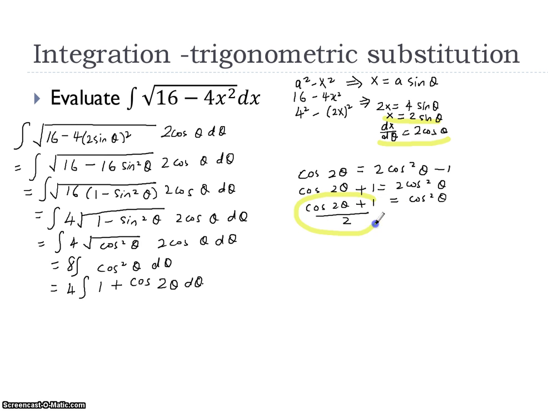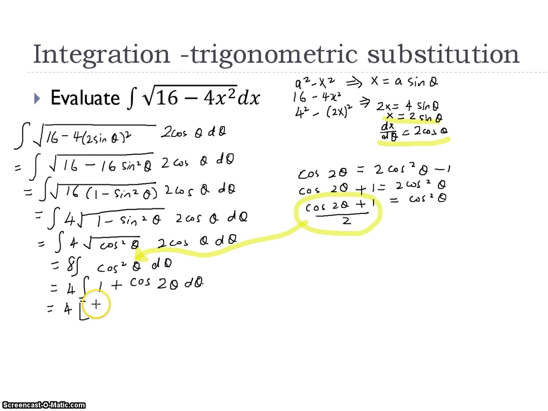So if we substitute it in here, it means 8 multiplied with cos 2 theta plus 1 divided by 2. The 2 and the 8 cancel off, so we have 4 here. What we have left in the integral is 1 plus cos 2 theta d theta. So now we can continue to perform the integration as usual.